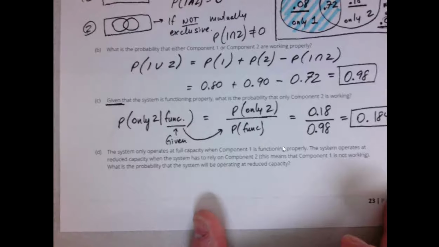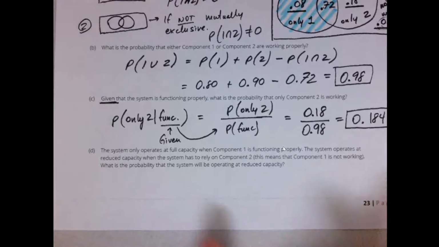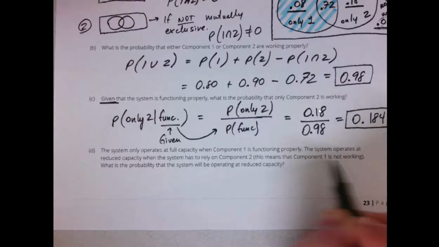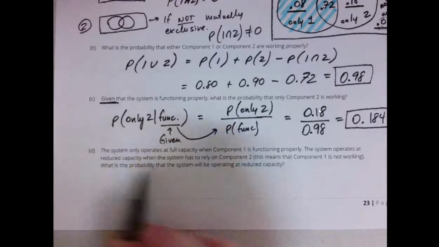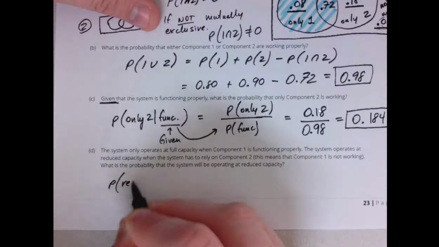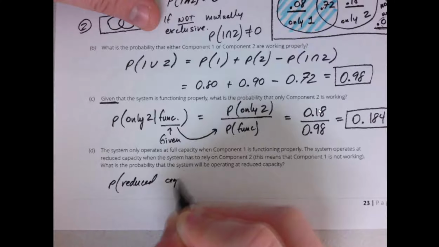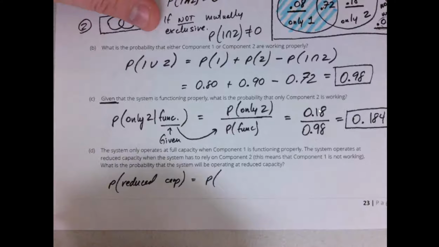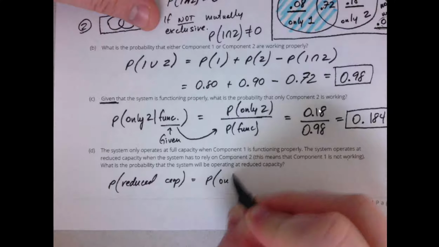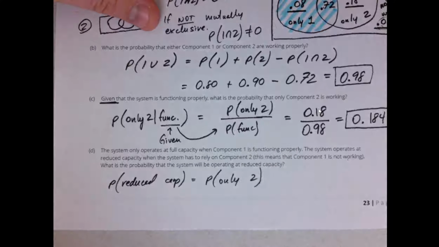Okay, last part. The system only operates at full capacity when component 1 is functioning properly. The system operates at reduced capacity when the system has to rely on component 2. This means that component 1 is not working. What is the probability that the system will be operating at reduced capacity? Okay, so the probability that it's reduced capacity means the probability of component 2 is working and component 1 is not working. So only component 2 is working.